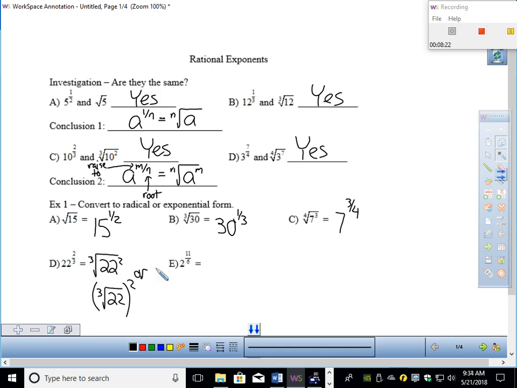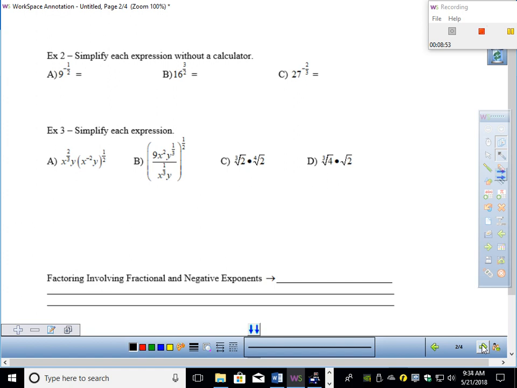Okay, and then this right here, this is what you typically would see this as, so 6th root 2 to the 11th. If you really wanted to, you could write it as the 6th root of 2 and then raised to the 11th. All right, again, hopefully able to go back and forth and see that pretty easily, because now let's jump it up a little bit in terms of the level. Let's get into example 2 first, and then we'll get into some more complicated expressions in example 3.